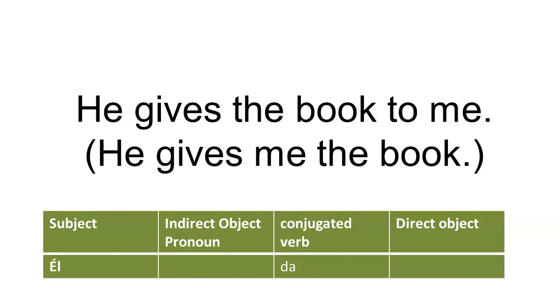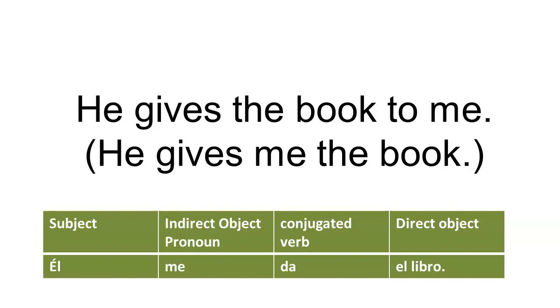What is it that he gives? Well, the book. Él da el libro. We're only missing one thing, and that's the indirect object pronoun. So I want to say he gives the book to me, or he gives me the book, and that would be me. Él me da el libro.